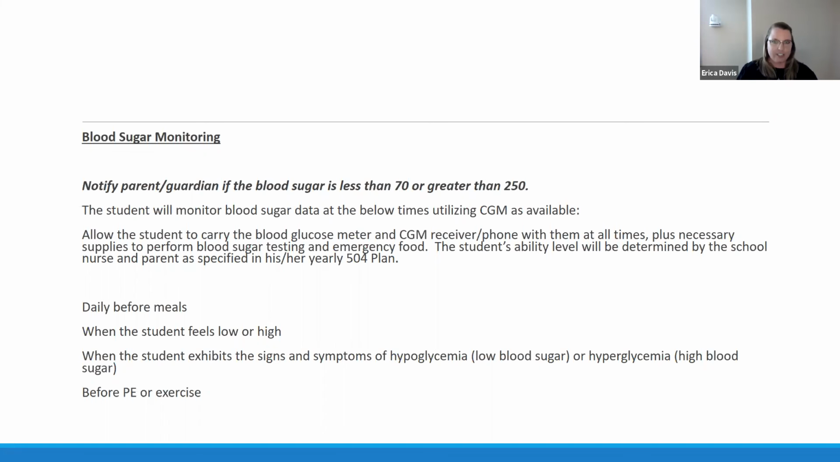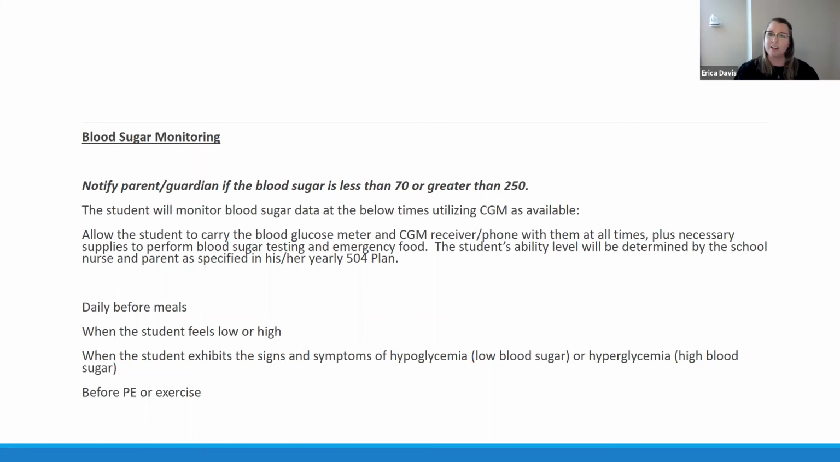So you will notice even within this blood sugar monitoring section that there are little things that have changed a little bit. So we're going to kind of go through that. So again, in this section, like I talked about earlier, when a child has a low blood sugar less than 70, as well as if they have a high blood sugar greater than 250, you're going to need to communicate that to the family.